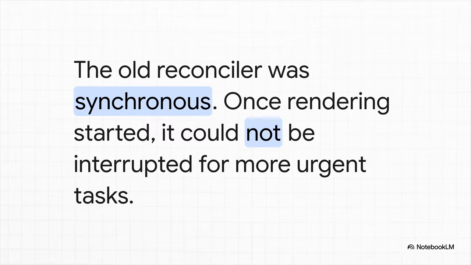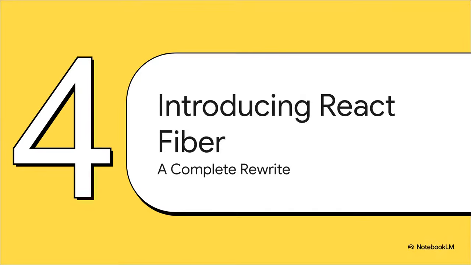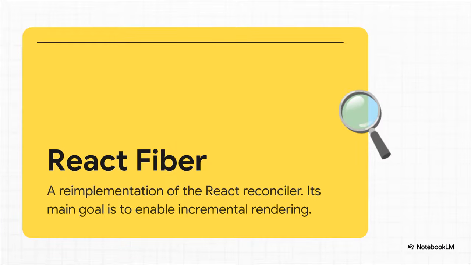It couldn't be paused, even if something way more important, like a user's click or an animation, came along. So, to fix this massive problem, the React team embarked on this huge multi-year project to completely rewrite the reconciler from scratch. And the result of all that incredible work is what we now know as React Fiber. And look, Fiber isn't just some small update or a patch. It's a total, ground-up rewrite of React's core.